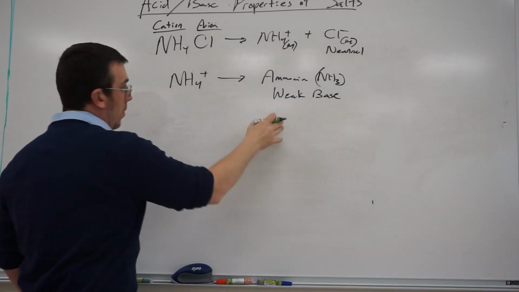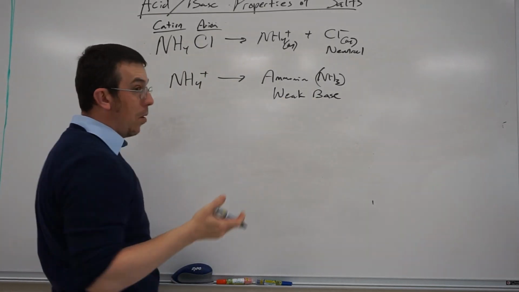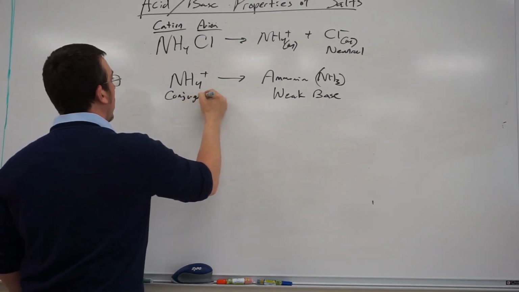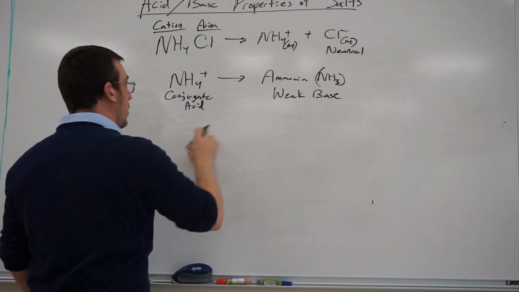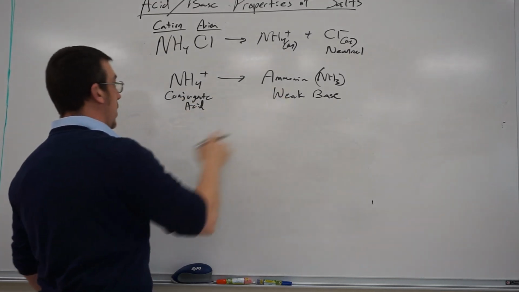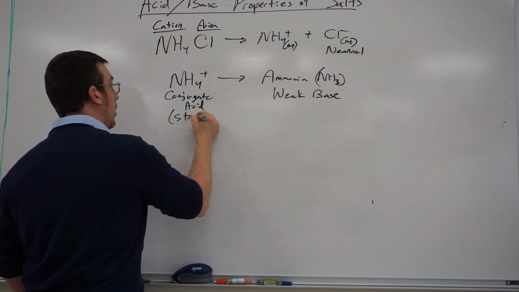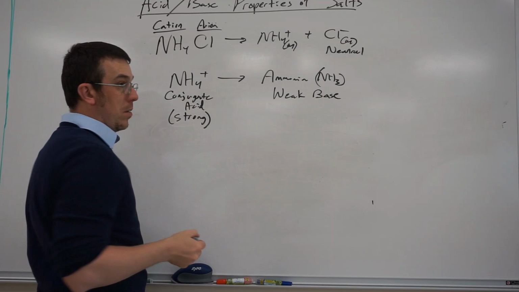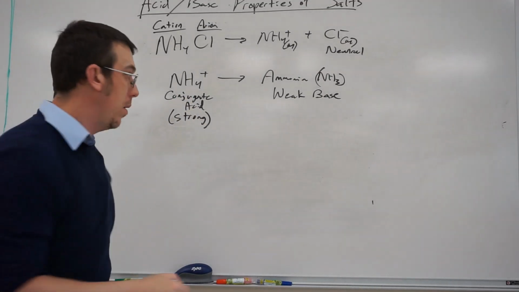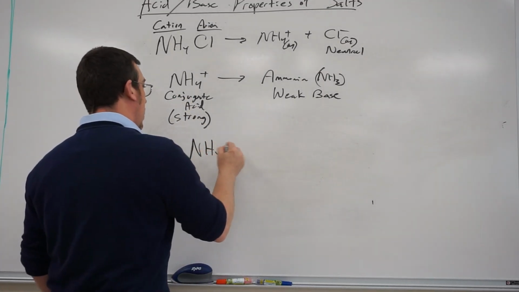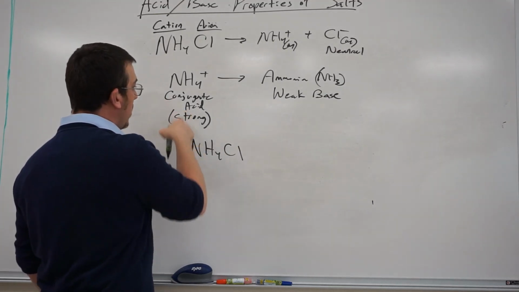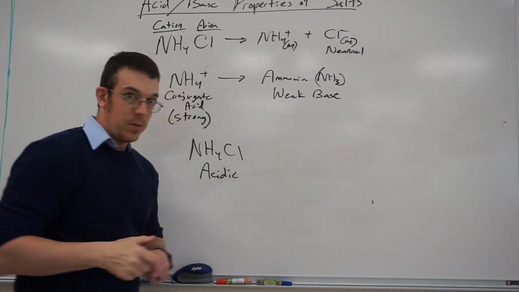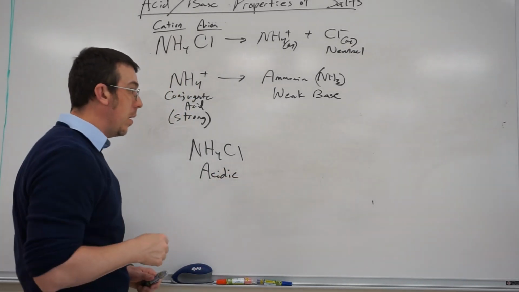And so you come back over here and say, okay, well, what is ammonium then? Ammonium is the conjugate acid. And since it's the conjugate acid of a weak base, that means that this conjugate is strong by nature. So that's going to determine what type of salt ammonium chloride is. So in this case, since this is the conjugate acid, which is strong, that means that this compound is acidic by nature because of the ammonium ion present.